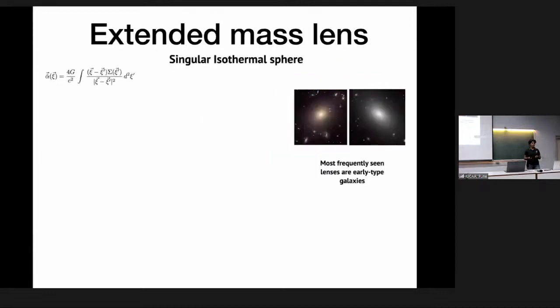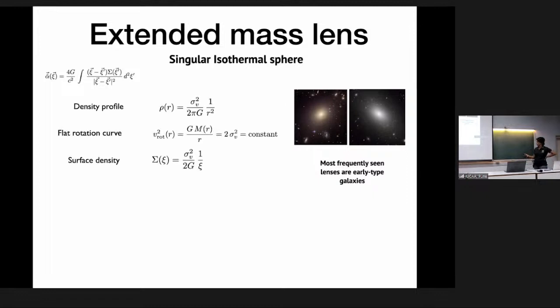So next is the example of extended mass lenses. These are the more typical systems that we can find. These are the massive elliptical galaxies which are shown here. Some images are shown here. And now we can recall again the deflection, the expression for the deflection, which I suppose was derived by Surhud in the last lecture.